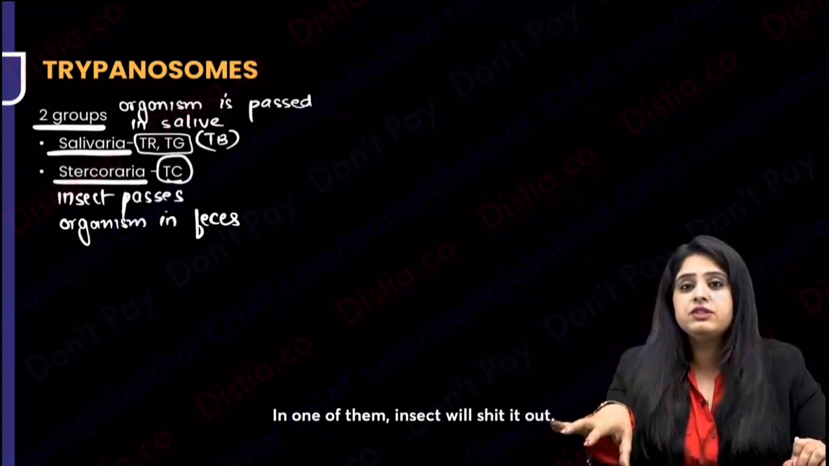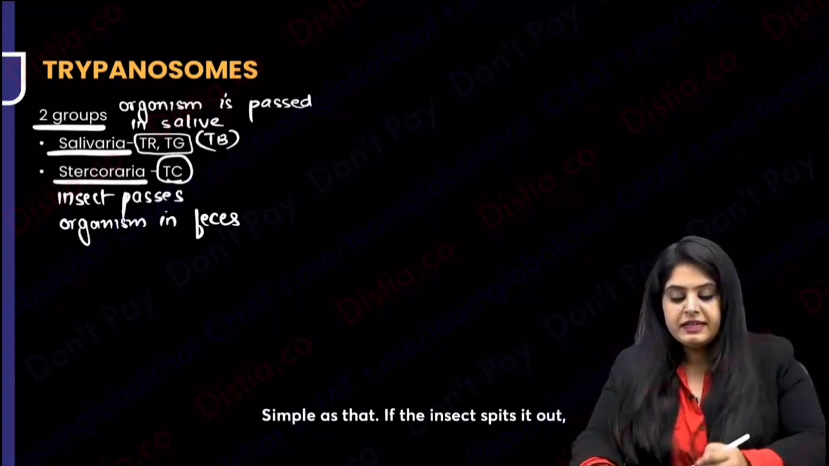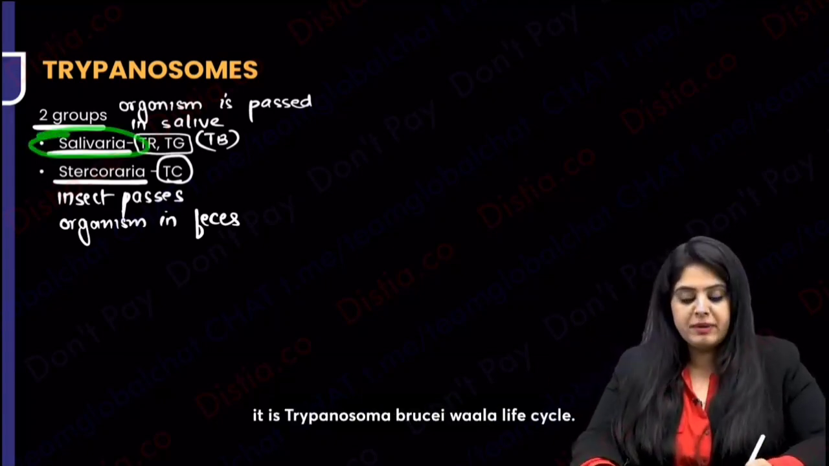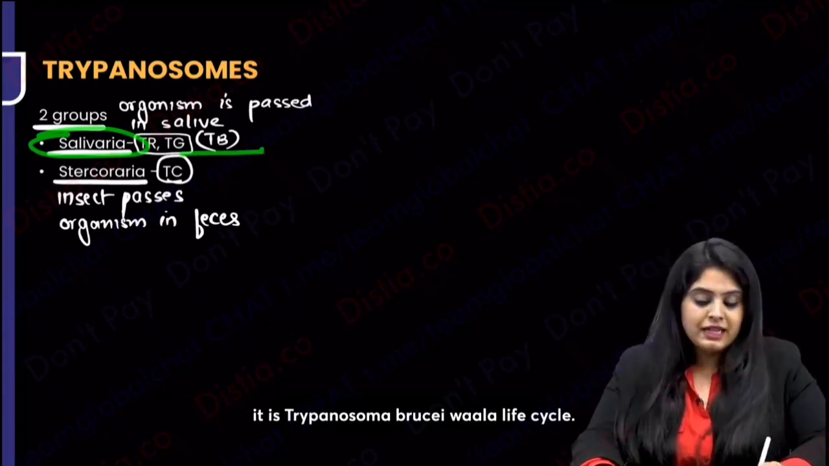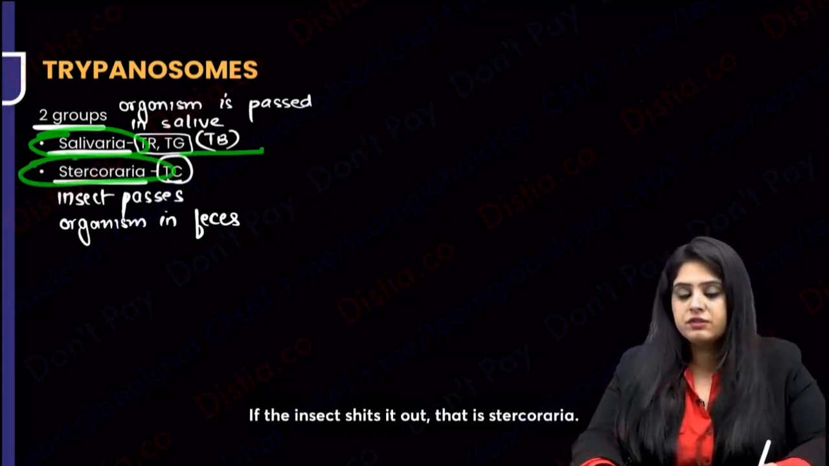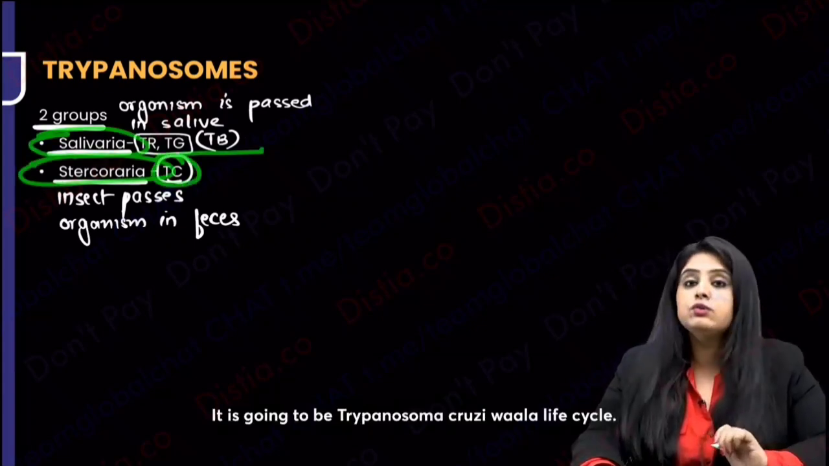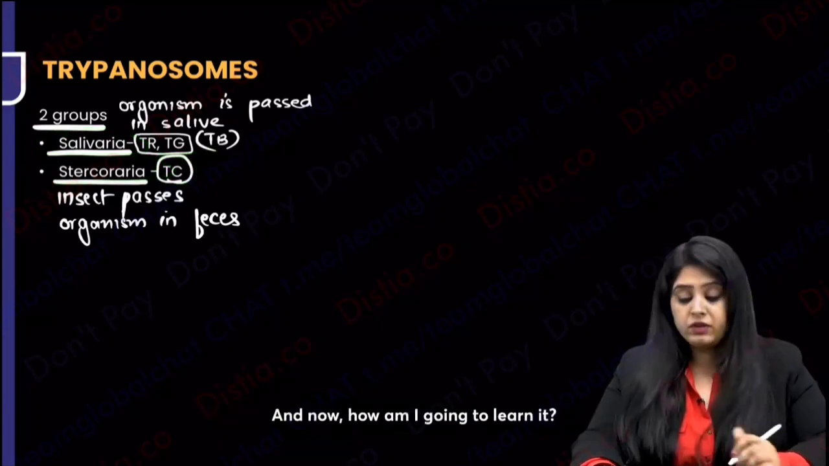In one of them, the insect will shit it out. Simple as that, okay? If the insect spits it out, it is the Trypanosoma brucei wala life cycle. If the insect shits it out, that is stercoraria, it is going to be the Trypanosoma cruzi wala life cycle. And now how am I going to learn it?